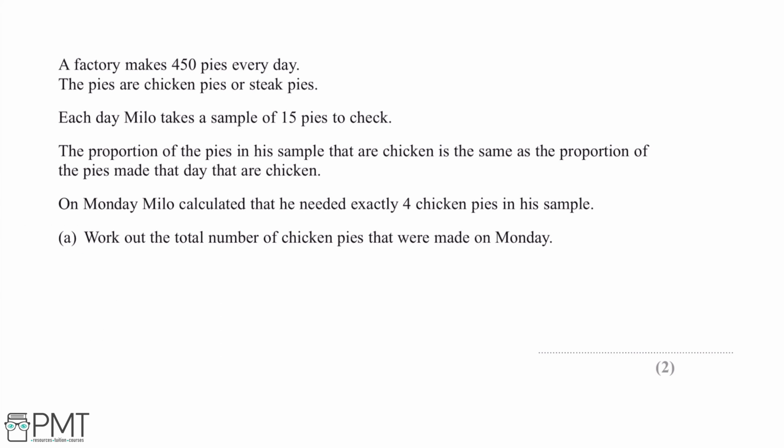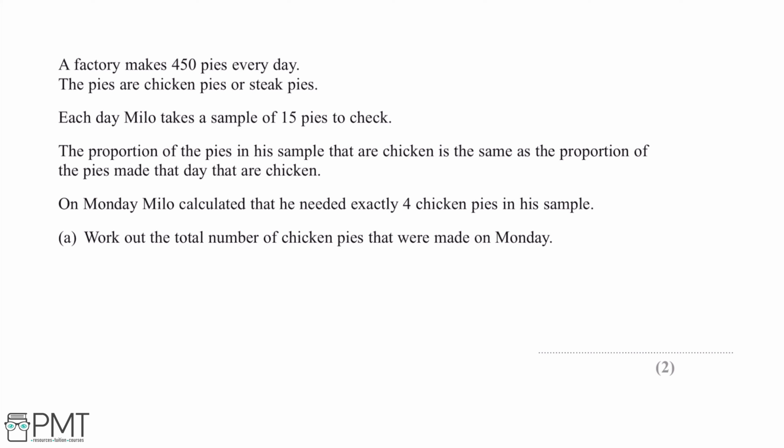A factory makes 450 pies every day. The pies are chicken pies or steak pies. Each day Milo takes a sample of 15 pies to check. The proportion of the pies in his sample that are chicken is the same as the proportion of the pies made that day that are chicken. On Monday, Milo calculated that he needed exactly 4 chicken pies in his sample. Work out the total number of chicken pies that were made on Monday.